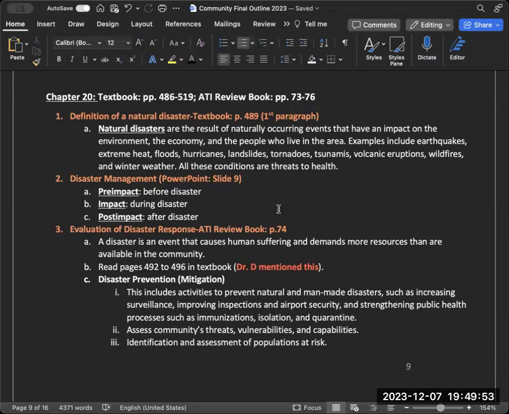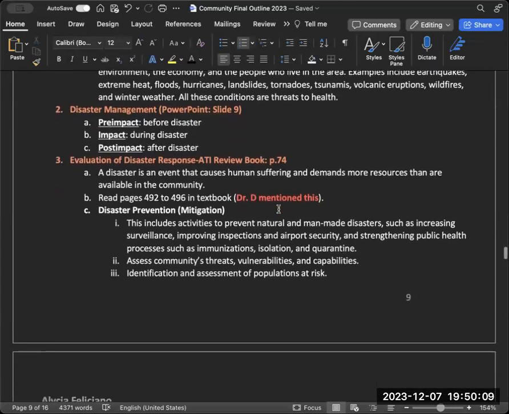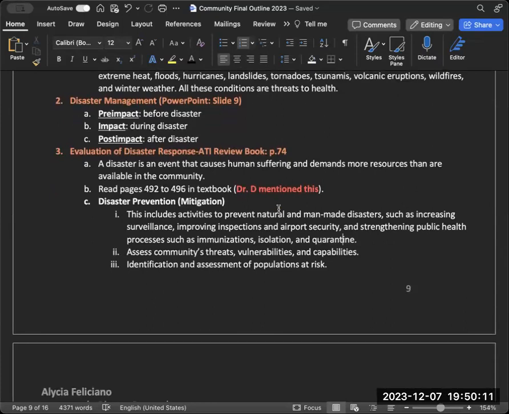Examples include earthquakes, extreme heat, floods, hurricanes, landslides, tornadoes, tsunamis, wildfires, winter weather. But overall, all of these conditions are threats to health. That is the definition from the textbook from that first paragraph. The next thing that you want to know is disaster management. So all I saw for that slide was these three things: pre-impact, impact, and post-impact, which is what's going on before the disaster, what happened during the disaster, the impact phase, and post-impact or after the disaster.